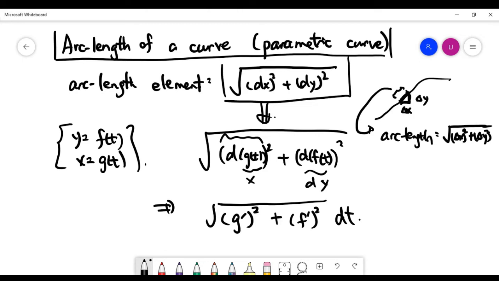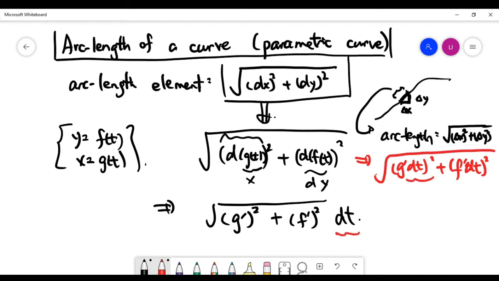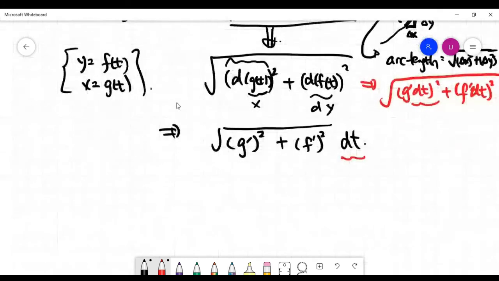I hope you see what I'm doing. I can actually add a step here, because in this case we are getting something like g prime dt inside the whole thing squared plus open bracket f prime dt the whole thing squared, and we can pull the dt squared out of the square root, so we get dt.